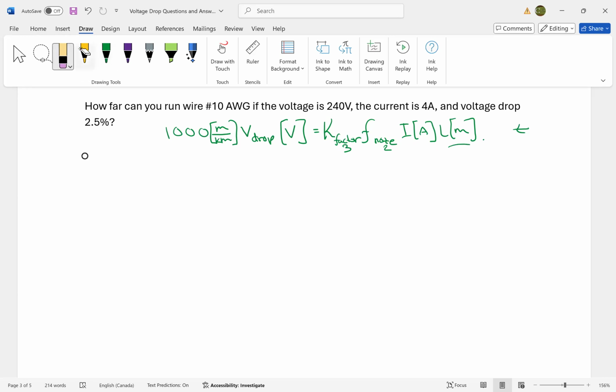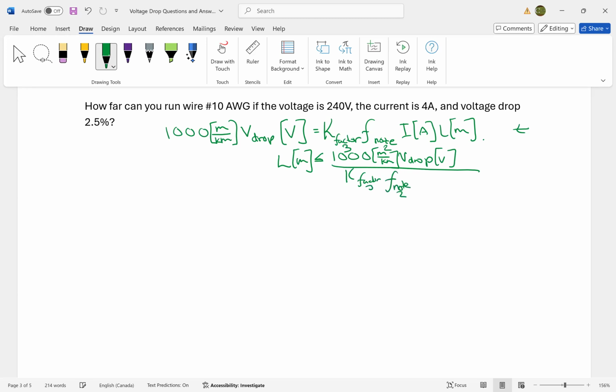In this case, we are going to solve for length. And when we're solving for length, it is in meters in this equation, and really it means that the length has to be less than or equal to what we can calculate here. So I'm going to solve for length. If you don't know how to solve for length, put a comment below and I will help you with the rearranging of equations and such, because everybody is at a different point in being able to do so. I'm rearranging this equation, and I would have K factor 3 at the bottom, F from note 2 of table D3, and my current and my length on the bottom here.